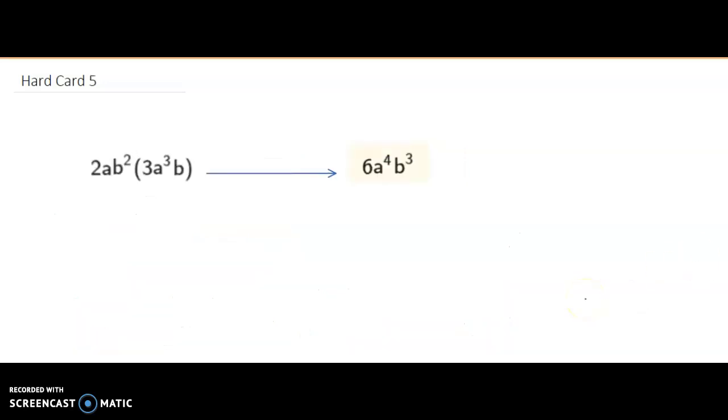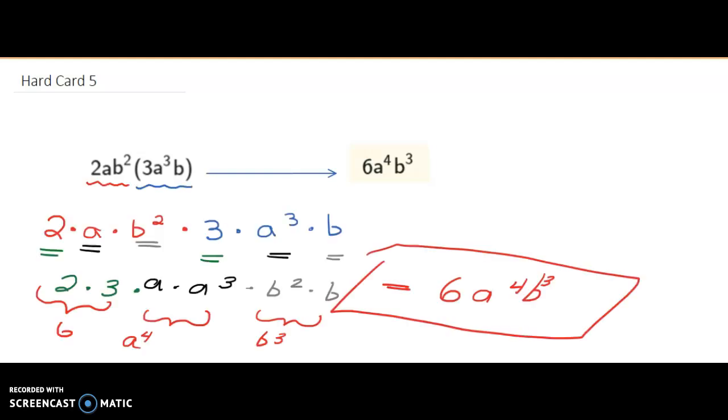All right, here's the last hard card, even though this one isn't as hard as the other ones. So I encourage you to pause this, try it on your own, see if you can't get to the final answer, and then I will have it all worked out for you. And here's your worked out solution to this one.